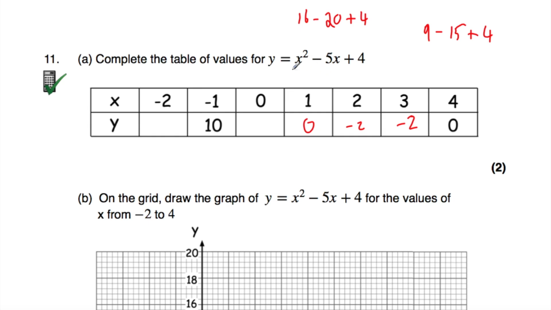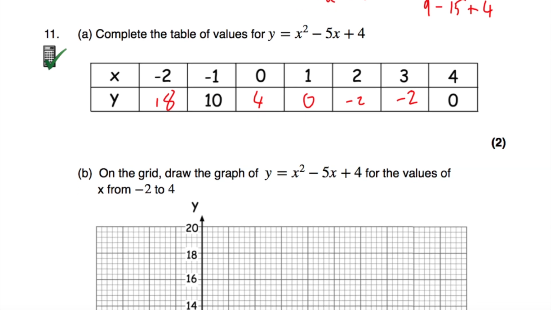I can work that out quite quickly, actually. 0 squared take away 5 times 0 is 0, plus 4 is equal to 4. And then if you have negative 1, well, negative 1 squared is 1. Take away 5 times negative 1, so that'll be 1 take away negative 5, which is 6, plus 4 is equal to 10. And again, you've got your calculator to work these out. And the next one will be equal to 18. And that's it. And then part B says to draw the graph.